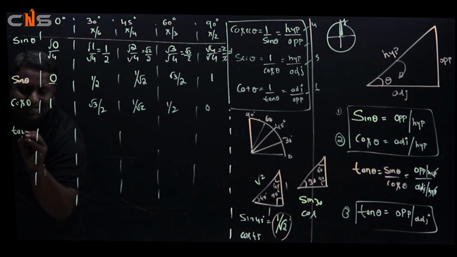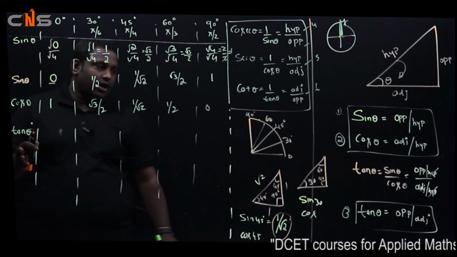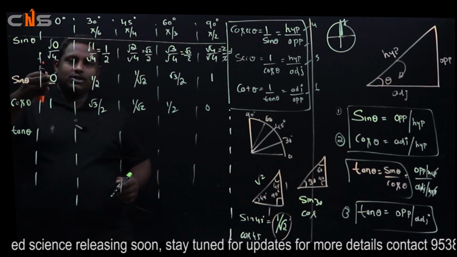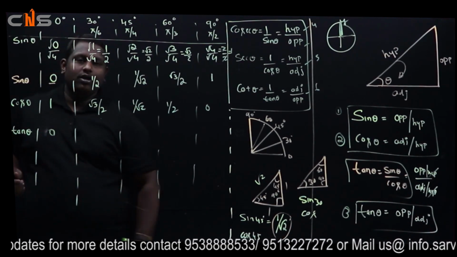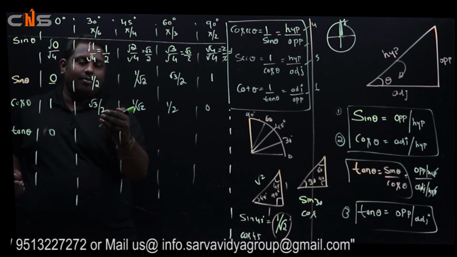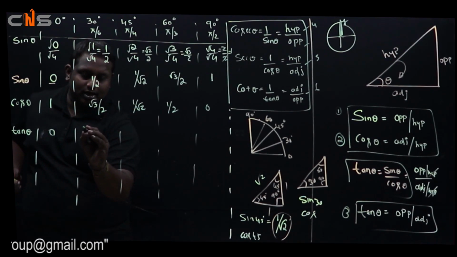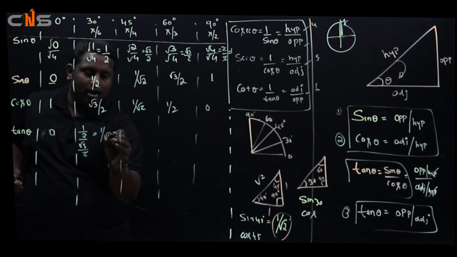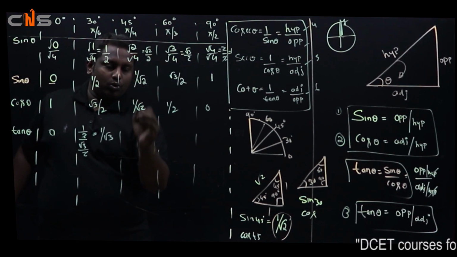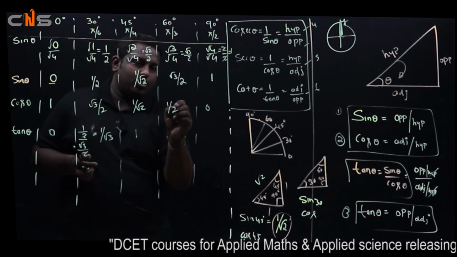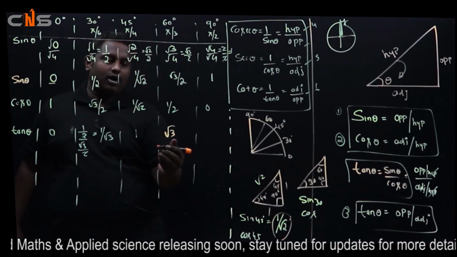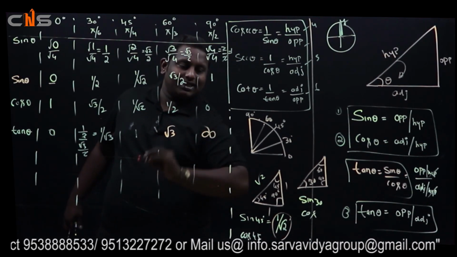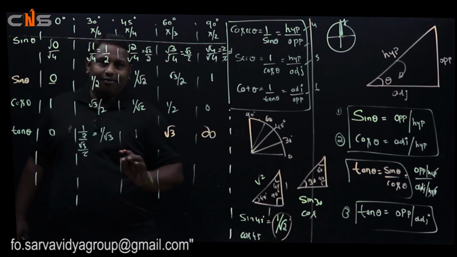So what is tan theta? We already know tan theta is nothing but sin by cos. So 0 by anything is 0. Then 1 by 2 divided by root 3 by 2, the 2s get cancelled, 1 by root 3 here. Then root 2 gets cancelled, 1 here. Then root 3 by 2 divided by 1 by 2, the 2s get cancelled, that is root 3 by 1, nothing but root 3. Then 1 by 0, we call it infinity or not defined.